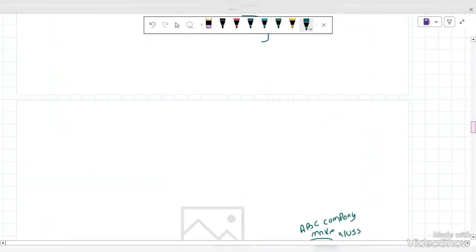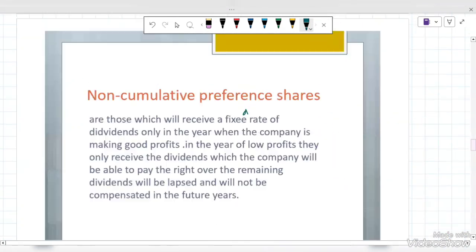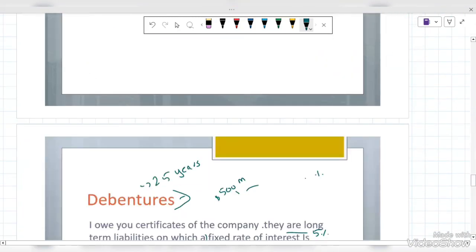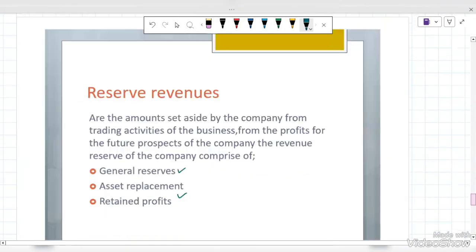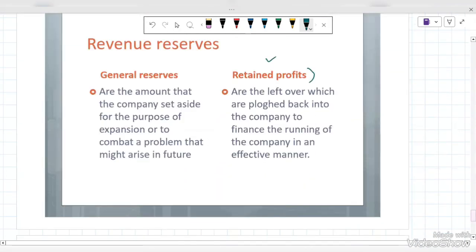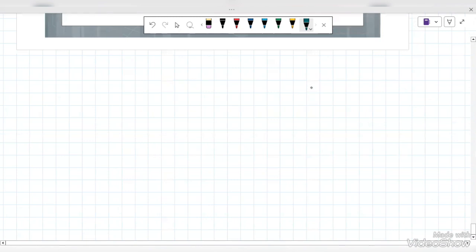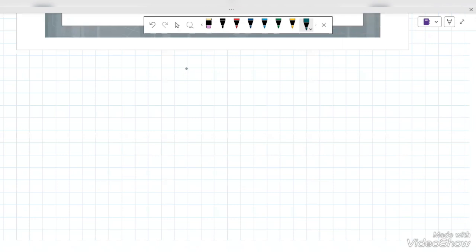There is no difficulty or very complicated logic involved in this concept. So this is our authorized share capital. After that, we are going to discuss the issued share capital.